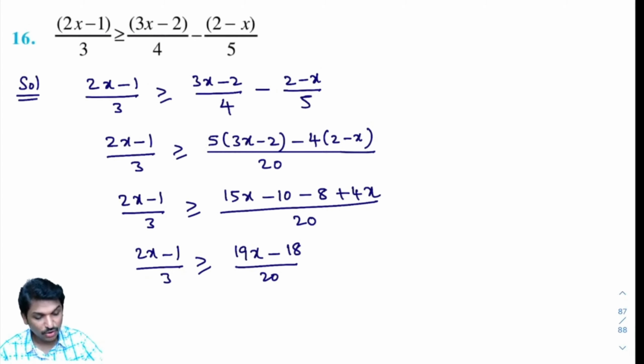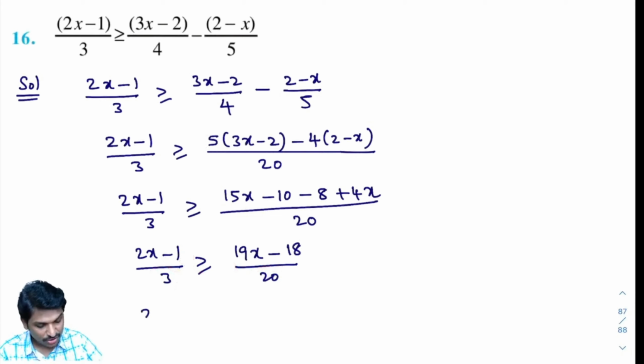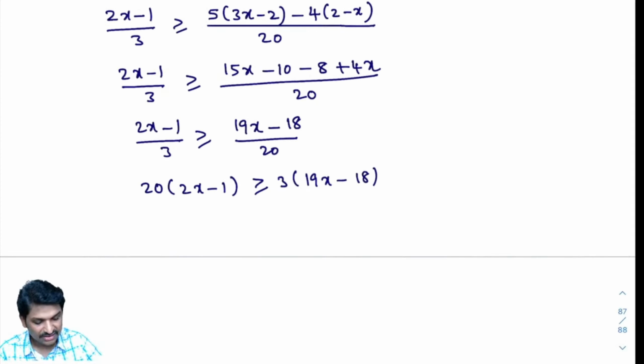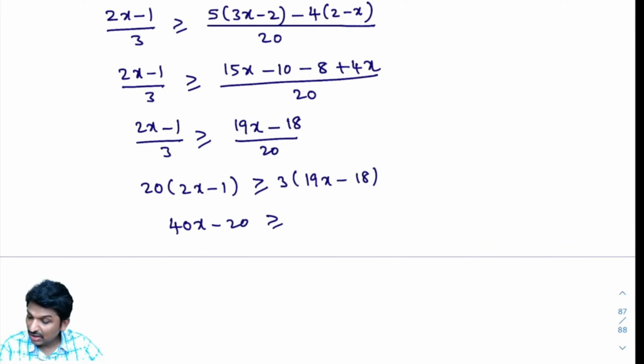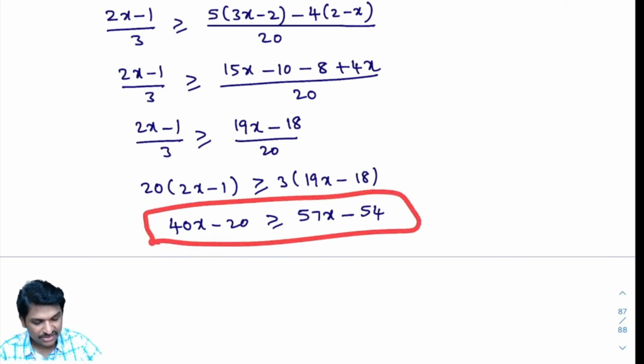Good morning. Right. Now, here this is a positive real number, this is a positive real number. When these two are positive real numbers, you can cross multiply. Cross multiply, what you will get? 20 into 2x minus 1 is greater than or equal to 3 into 19x minus 18. Now, you simplify this left hand side part, what you will get? 40x minus 20 is greater than or equal to 3 into 19, that is 57x, minus 3 into 18, that is 54. Now you observe, I got somehow the simplest form now.